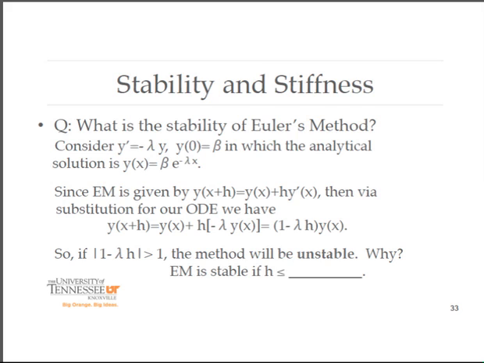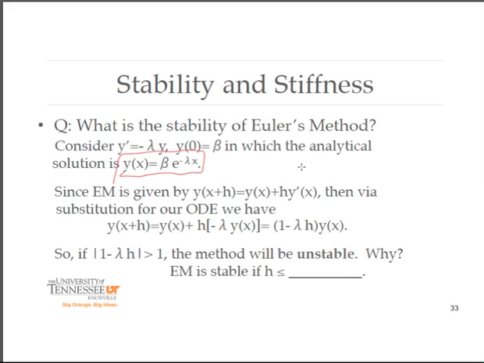So if we talk about the stability of a method, then maybe that will dictate certain parameter choices we have to be careful about when we use these methods, and I want to illustrate that with Euler's method. So if we were to look at Euler's method on this very simple ODE, y prime equals minus lambda y, with this initial condition y of 0 equals beta, then this is the analytical solution right here, that y of x will be beta times e to the minus lambda x.